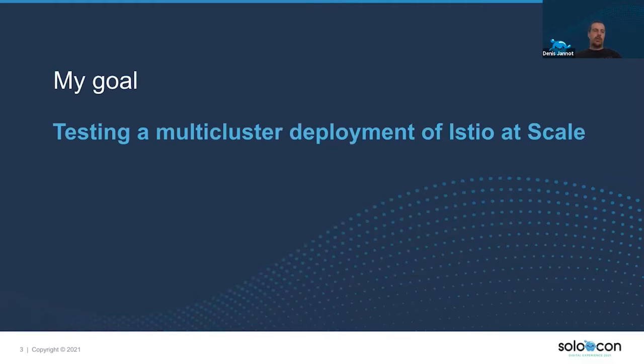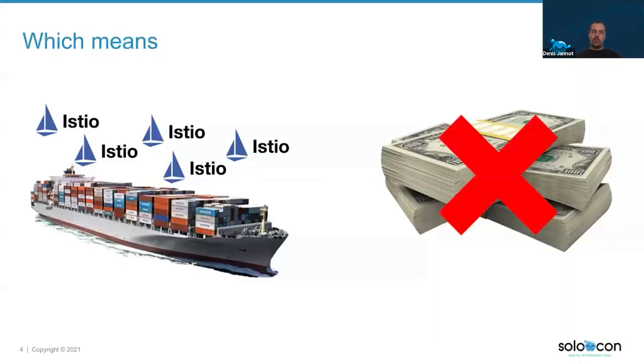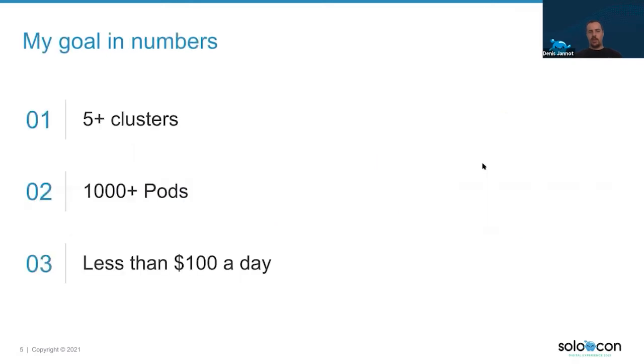My goal here is to speak about the lessons learned from the testing I did when I was trying to deploy multiple Istio clusters with a lot of pods. That means trying to deploy many control planes, many pods, but without spending too much money. In numbers, I wanted to achieve at least 5 Kubernetes clusters, so 5 Istio control planes, at least 1,000 pods, and spending less than $100 a day.